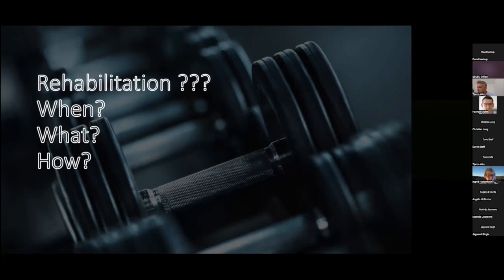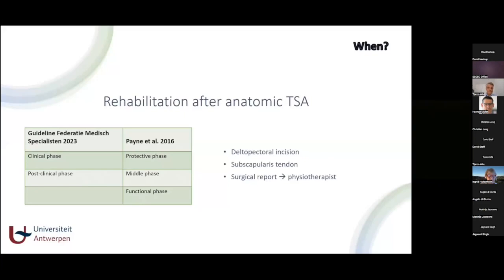I would like to talk about the when, the what, and the how. Earlier this year, the Federatie Medisch Specialisten in the Netherlands published new guidelines based on the literature. They distinguished two phases in the rehabilitation after anatomic total shoulder arthroplasty. On the one hand, we have the clinical phase in the hospital, shortly after the surgery, and the post-clinical phase, everything that follows.